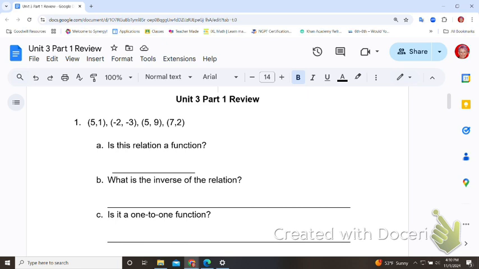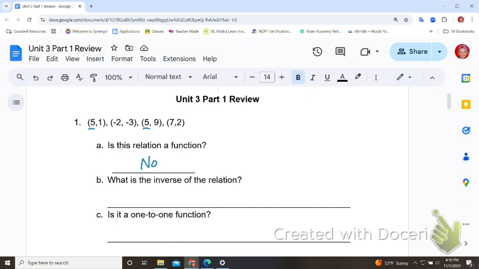What we should be looking for is if all of the x's are unique, and I see here and here that 5 repeats, and it is not paired with the same member of the range. And each member of the domain must have only one member of the range paired with it, and so since 5 has 2 pairs, this is not a function.